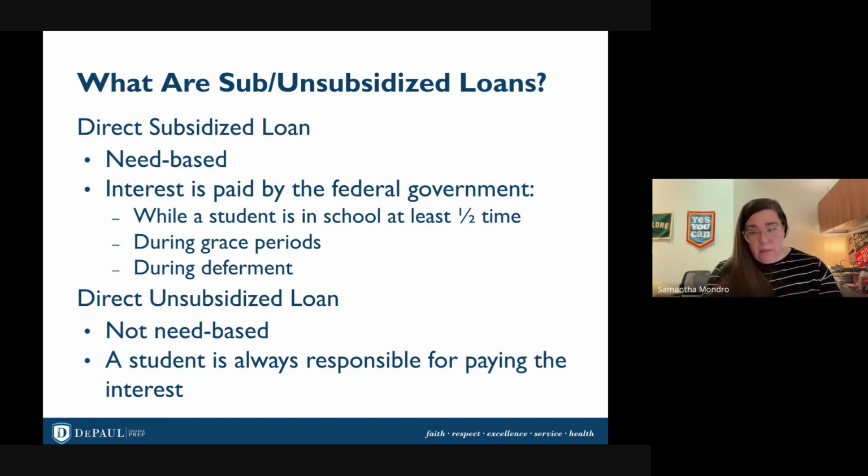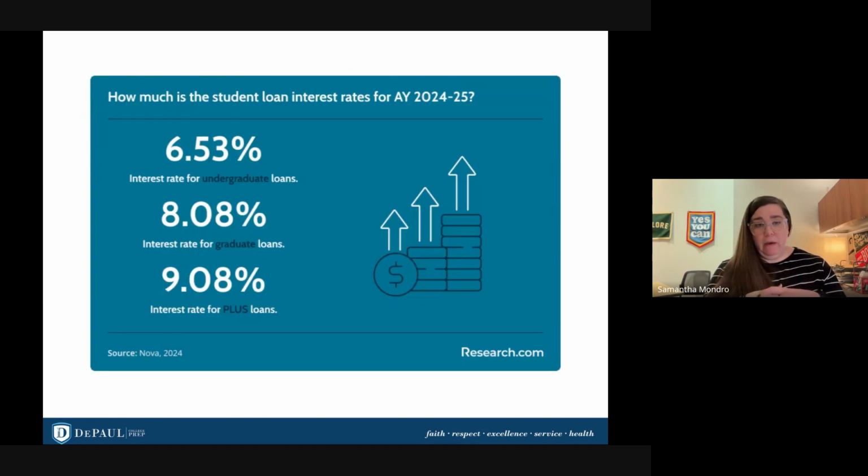Now, direct unsubsidized loans are not need-based, and the student is always going to be responsible for paying the interest. So on an award letter, you will see two loans being offered, a subsidized and an unsubsidized loan, and each amount is going to be different. When you see these on your award letters, please pay attention to which one is subsidized, where the interest is paid by the government, and which is unsubsidized.